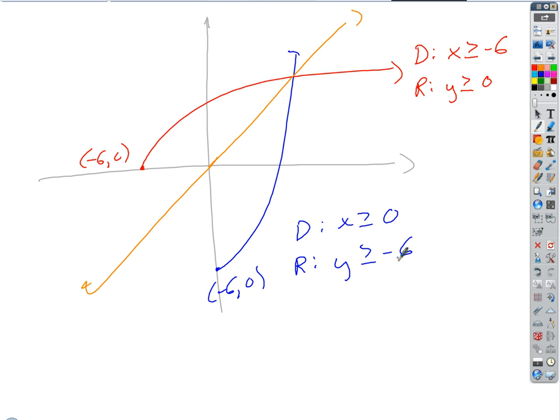What do you notice about those domains and ranges? It means 0, -6, for that blue one. For which one? The blue. Oh, yeah, 0, -6. You're right. Yep.